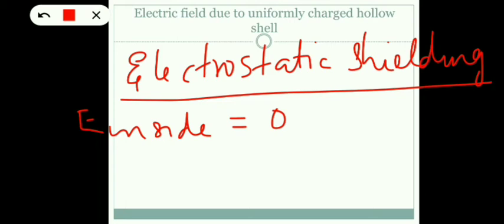And due to this reason, we say it is safer to sit inside the car than standing outside during lightning, because this car can be considered as equivalent to a shell, because no charges reside inside the car. So electric field inside the car will be 0, and during lightning, when we sit inside the car, there is no possibility to receive a severe electric shock, and thus we are safe. Okay children, so this is the concept of electrostatic shielding.